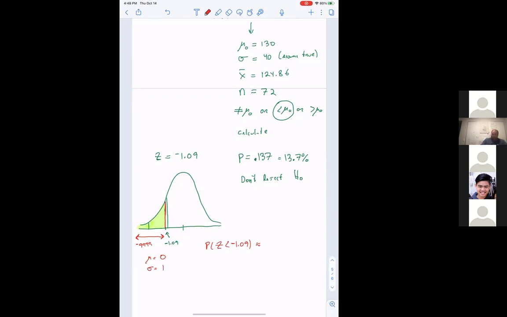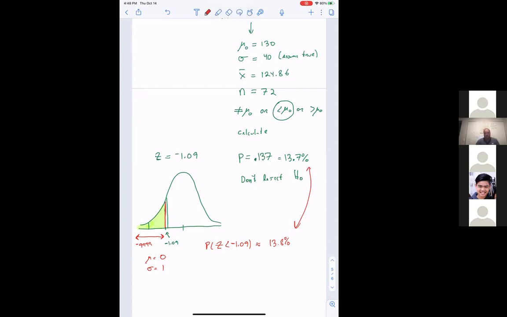1, always. So on your calculator, go to inverse norm, or not inverse norm, go to norm CDF and calculate for me, please, the probability that Z is less than negative 1.09. What does your calculator give you? Yes, it gives you 13.8%. Now, you might say, hey, those numbers are close, but not the same. Why aren't they the same? Well, they're not the same because we've been rounding a little bit. They really are the same.